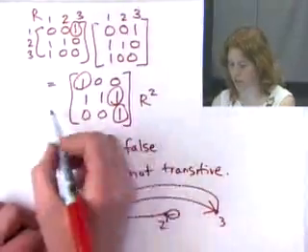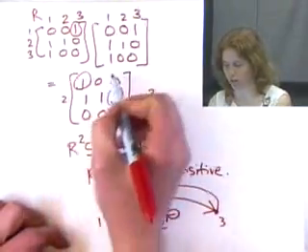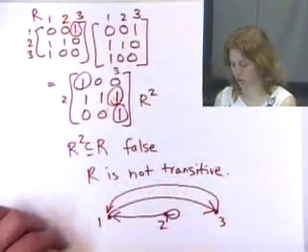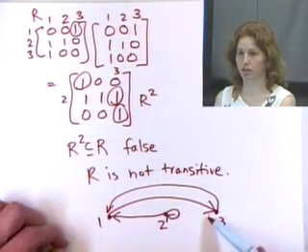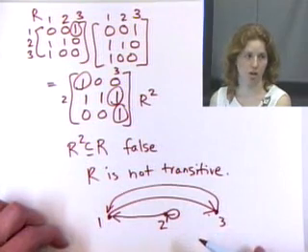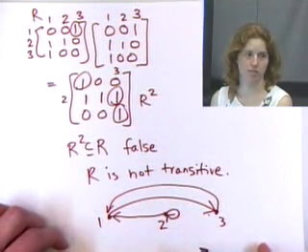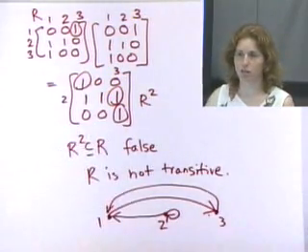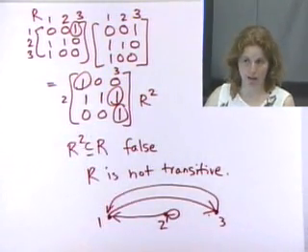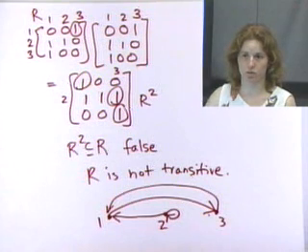So this one says that we should have 2 to 3, right? Because that's 2 and that's 3. So I should have 2 to 3, and why is that? Because I can go from 2 to 1 and 1 to 3. So I should have had 2 to 3 in R also for it to be transitive. Now if I wanted to do the transitive closure, I'd have to add these, right? But then I'd also have to check after I add those and make sure it's transitive.